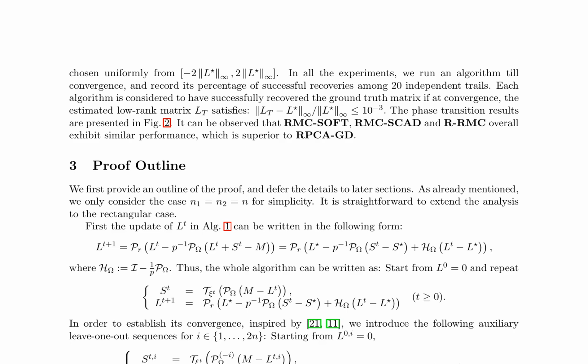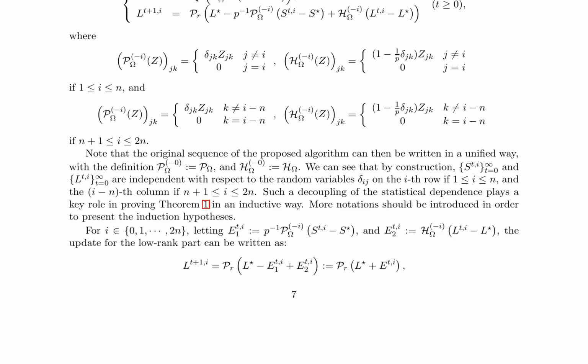To establish convergence, auxiliary leave-one-out sequences are introduced, which decouple the statistical dependence between the rows and columns of the matrix. The update rule for the low-rank part can be written as L^{t+1,i} = P_r(L* + A^{t,i1} + A^{t,i2}), where A^{t,i1} and A^{t,i2} are defined in terms of the perturbation matrix E. The deviation between the estimated low-rank matrix L^{t+1,i} and the ground truth L* can be measured by the orthogonal Procrustes problem, which yields an optimal rotation matrix G^{t+1,i}.